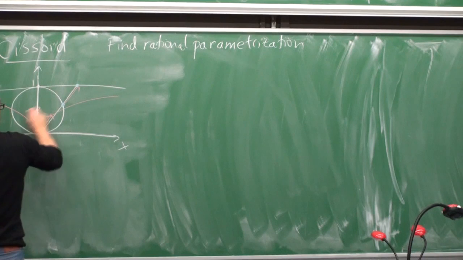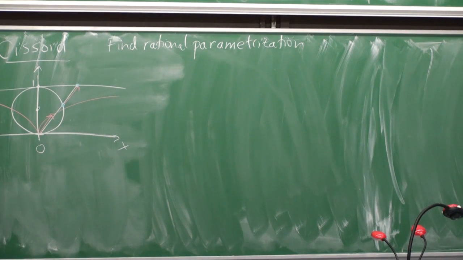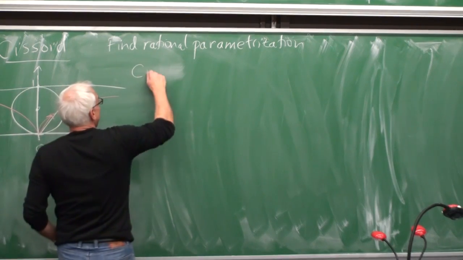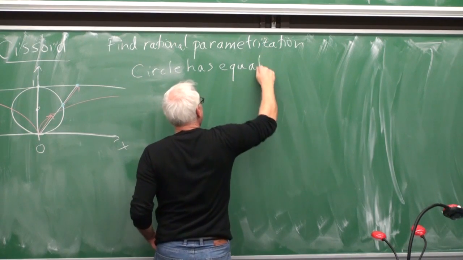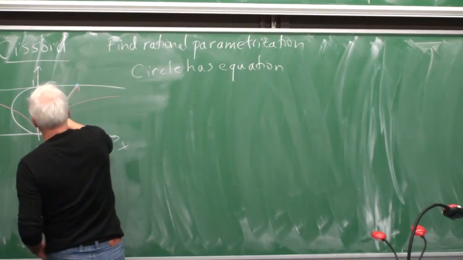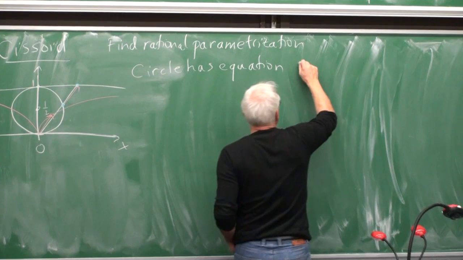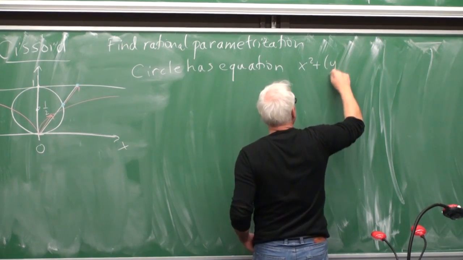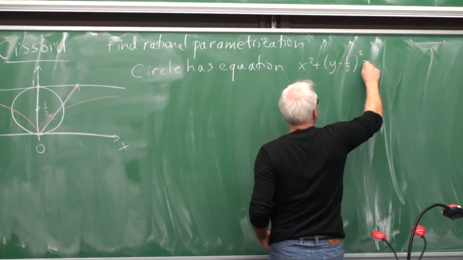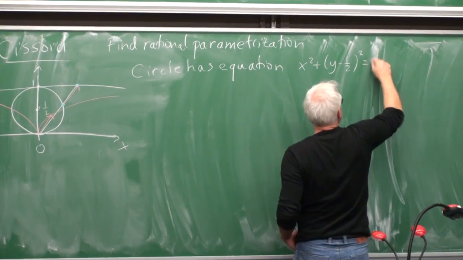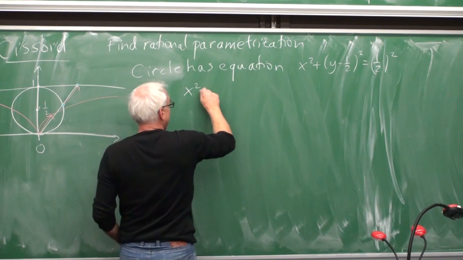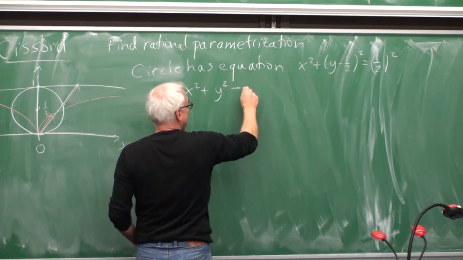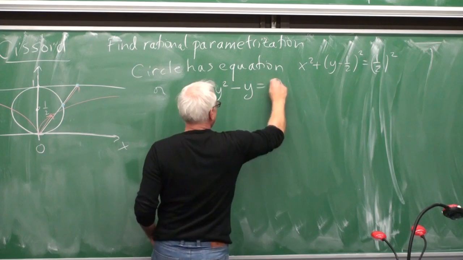Okay, so let's have a look. How might we proceed? Well, first of all, this equation of the circle is probably going to be important. So the circle has equation, center is at a half here, so x squared plus (y minus a half) squared equals (1/2) squared, or x squared plus y squared minus y equals 0.